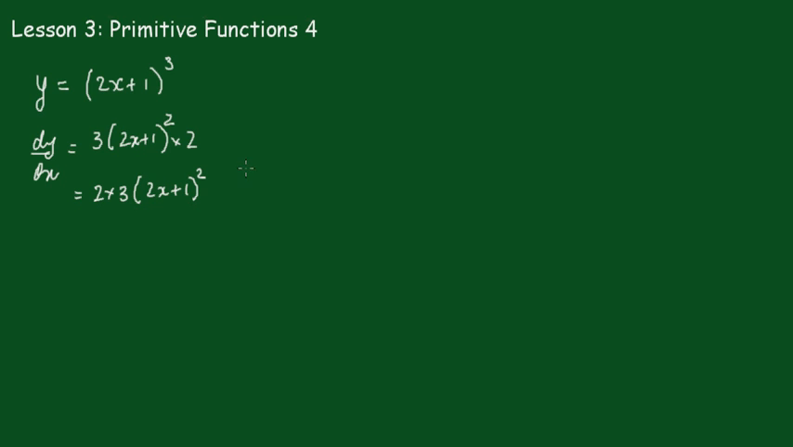Now you'll agree that if I then integrate that function, I should get back to the original one. So I'm going to do that. I'll say the integral of 2 times 3 outside of (2x plus 1) all squared dx must be equal to (2x plus 1) cubed. Now 2 times 3 is a constant, so I'll take that 2 times 3 to the front.